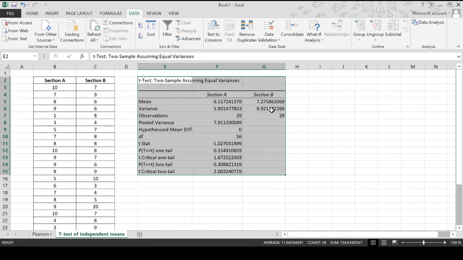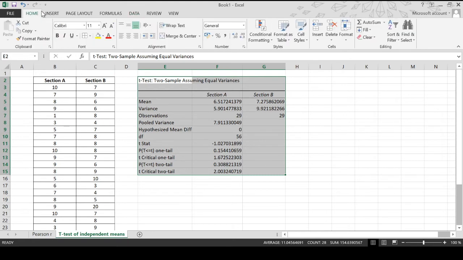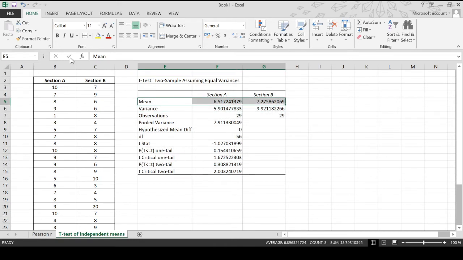We're going to discuss not just the computation but how to interpret this data. So we have the mean. The mean is 6.52, and we have 7.28. Assuming that this is a 10-item test, we want to compare whether section A or section B outperforms the other one. We also have the variance. More likely, you have a higher mean but a higher dispersion, or a lower mean but a lower standard deviation, a lower dispersion.